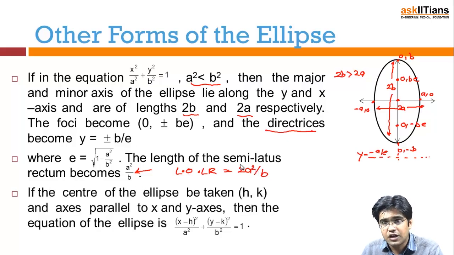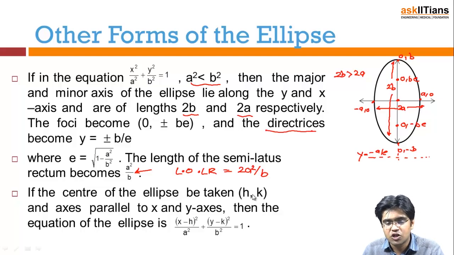If the center of the ellipse has changed and it has been taken to h comma k, then the axes are parallel to the x and y axis. This is important, and it holds for all the ellipses, or nearly all the figures. Remember, your axis has to be parallel to the x and y axis. It's just that you have taken the center to another point, or in other words, this is just the shift of origin.